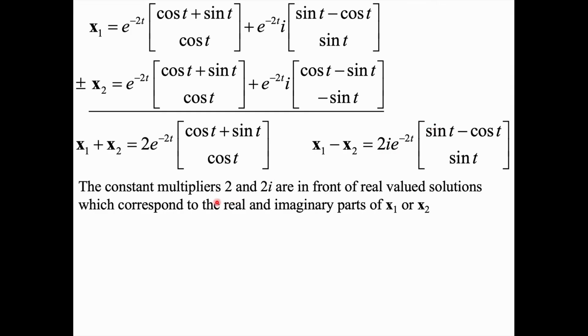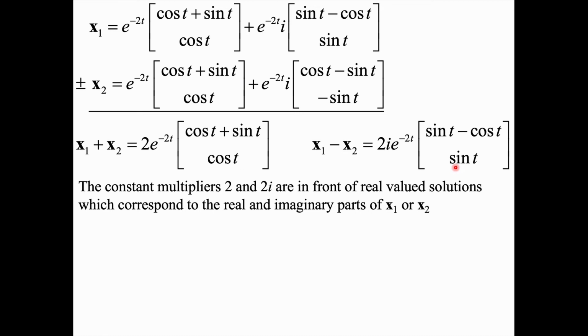So the constant multipliers, you could look in the complex universe, you could look at 2 and 2i as just constant multipliers in front of these real valued function solutions, which really correspond to the real and imaginary parts, as most textbooks call them, of x1 or x2. That is, what's the real part in the front, what's next to the i in the second part of a complex number. They call those the real and imaginary parts. And that's what they're trying to express in those textbooks. They're saying, hey, look, these expressions really correspond to those real and imaginary parts. So why don't we just use them?